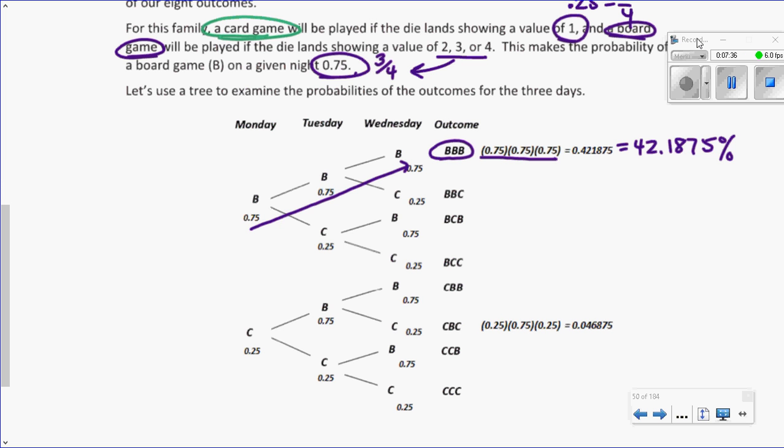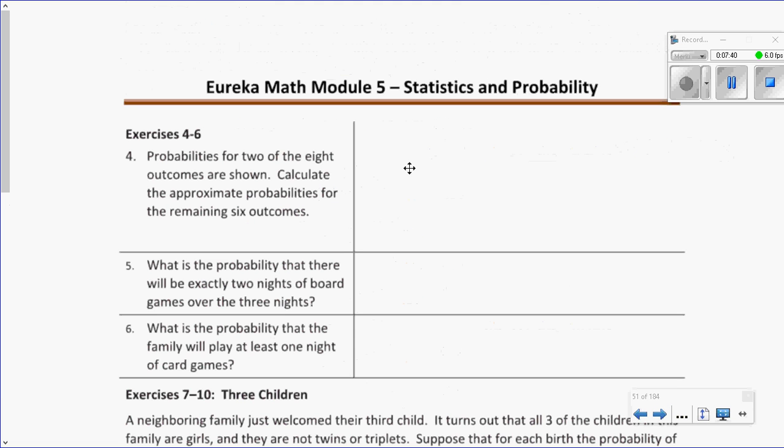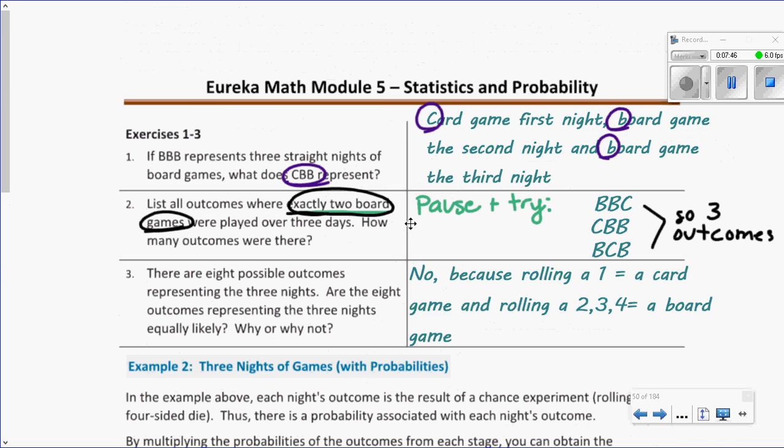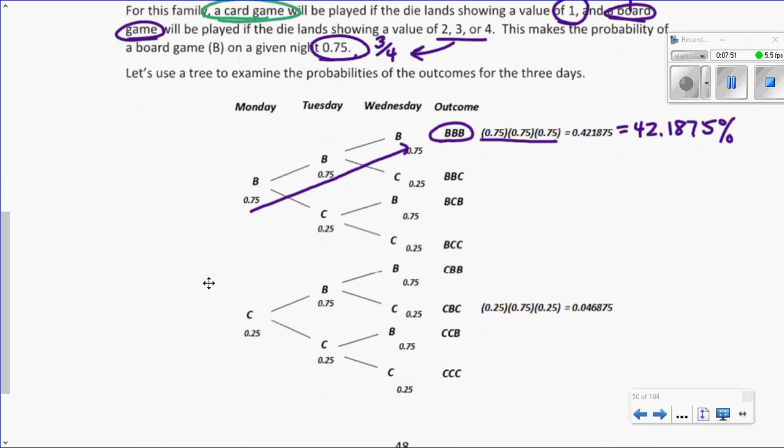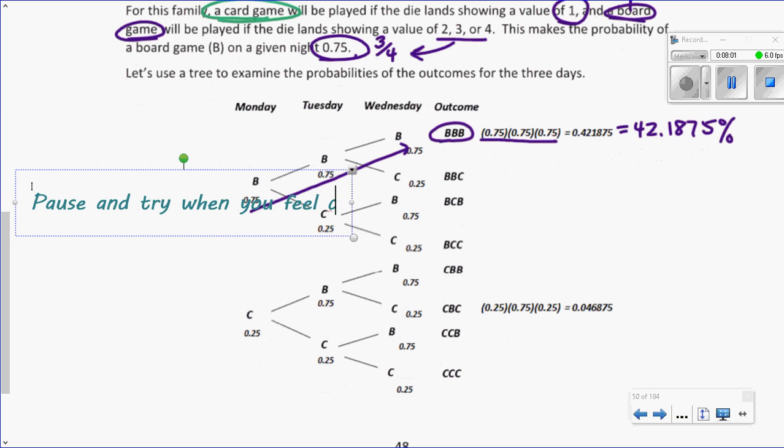Okay, and then the next question, in fact, for number 4, you can actually write C tree diagram, because we're going to do all the work there. Okay, so that is all going to be done right here. That's what we're going to do right now. We're going to calculate these probabilities. Now, you can pause it whenever you feel comfortable, okay? So pause and try when you feel confident or comfortable.